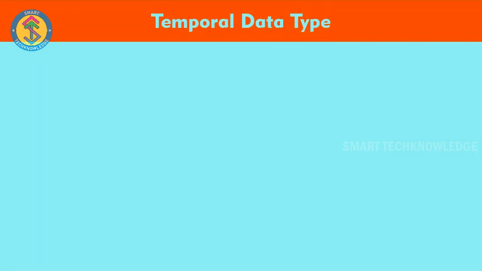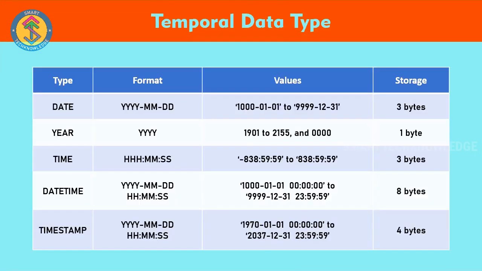You can see a table on the screen. The first is date. Format is year, month, date. The range of values is also given and it uses storage of 3 bytes. The second is year data type. It uses only 1 byte and the format is that only year has to be entered. The third is the time. The format is hours, minutes and seconds.